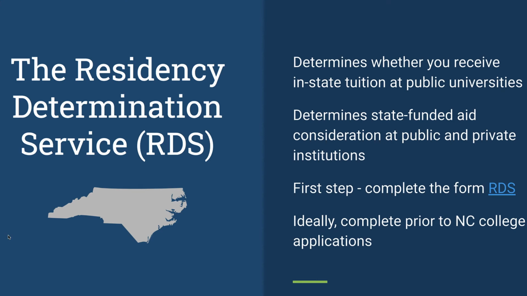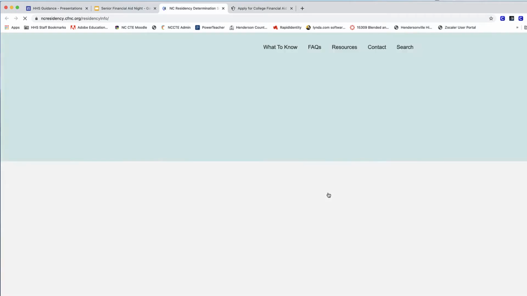All right, so we're going to get the evening started by discussing the residency determination service. The residency determination service must be completed for North Carolina students to qualify for in-state tuition at our public universities and/or to qualify for further state assistance at public or private schools. This is a free service. I'm going to go ahead and click over so you guys get to see what it looks like. This is a free service for students. Wait for a sec for it to open.